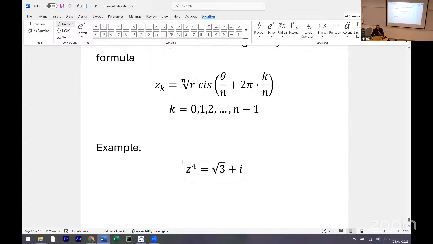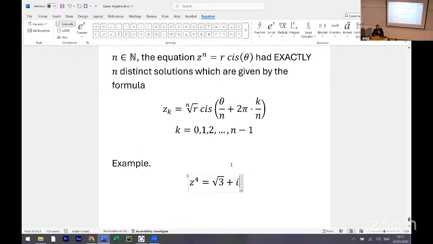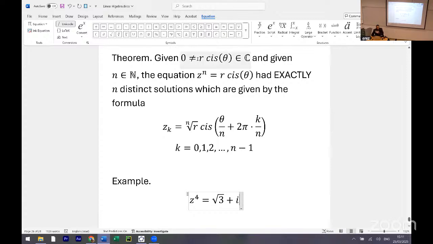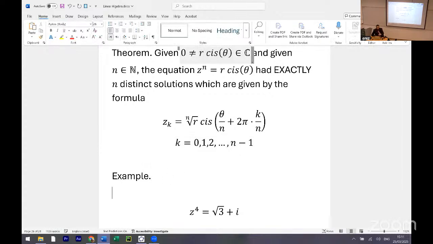In other words, there are supposed to be 4 distinct complex numbers which, when raised to the power of 4, will equal exactly the square root of 3 plus i. And how do we calculate them? We simply substitute into the formula above. However, you should notice that the formula above uses the geometric notation. So the first step I should do when answering such a question is to convert, right?